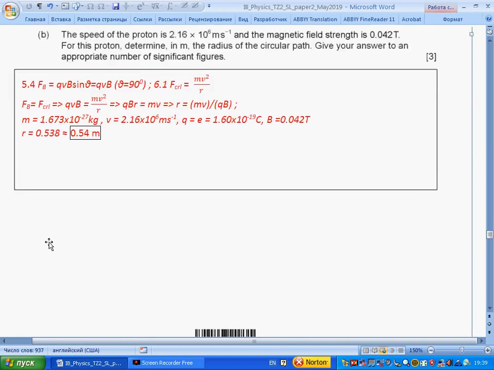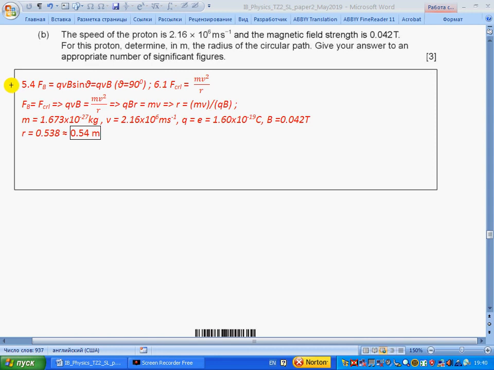B. The speed of the proton is so much, magnetic field strength so much. For this proton, determine in meters the radius of the circular path. Give your answer to an appropriate number of significant figures.